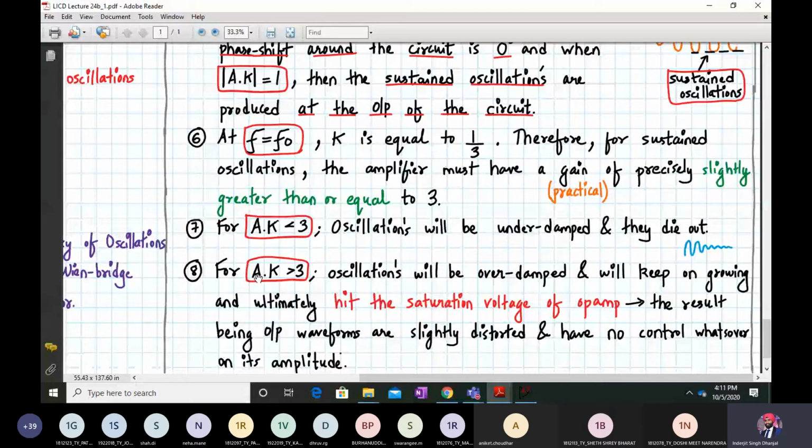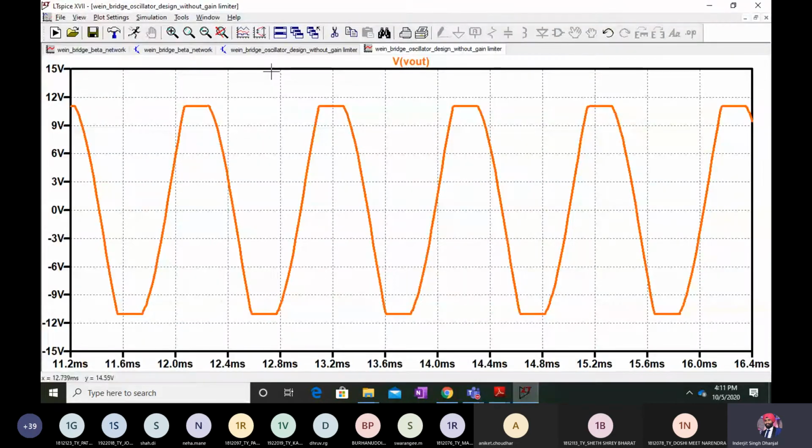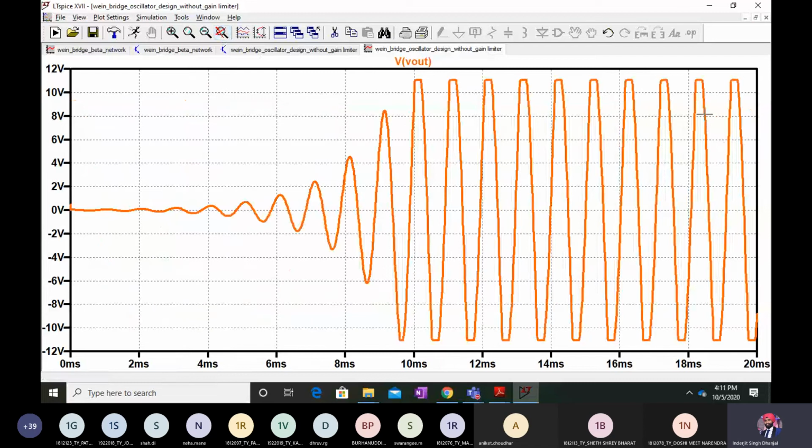Here in this case, the A into K was just greater than 3. So that means my oscillations will be overdamped and will keep on growing until they hit the saturation voltage of the op-amp. And that's exactly what we are getting over here. Any doubt in this?